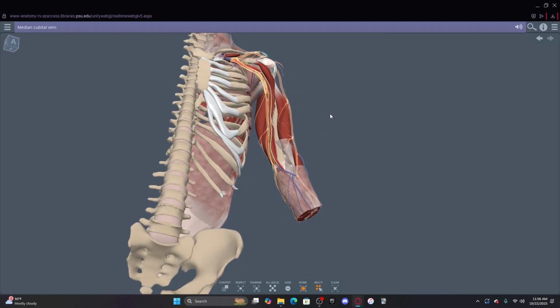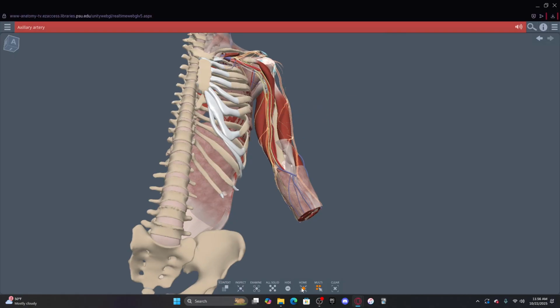Right, the brachial vein and brachial artery are running with each other, and our axillary artery is continuing to form the brachial artery, which is running with the brachial vein. Right, which was one of the branches of the axillary vein.